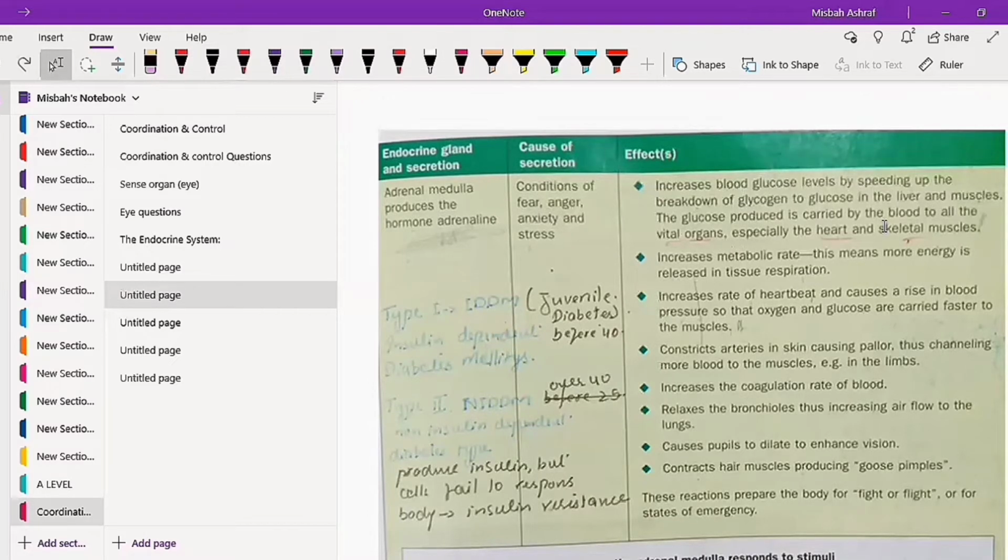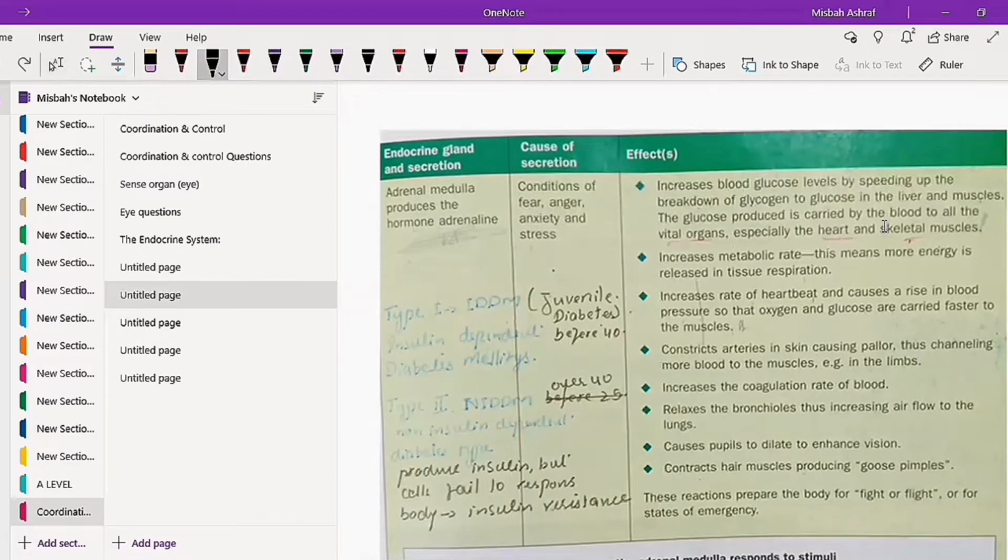Yes, it has two similar parts. The outer one is the cortex and the inner one is the medulla, right? These secrete different hormones. The medulla secretes different hormones and the cortex secretes different hormones, and they secrete many hormones, not just one or two. In your syllabus there is just one, which is adrenaline, right? Adrenaline is secreted by the medulla. The medulla is the inner part, the outer is the cortex, and you can see here adrenaline is secreted by the adrenal medulla.